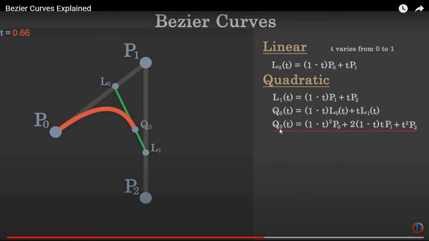Alright, this equation can be given like this. Instead of L0 here and L1 here, you can simply substitute the value of L0 here and L1 here, and then you get this formula.